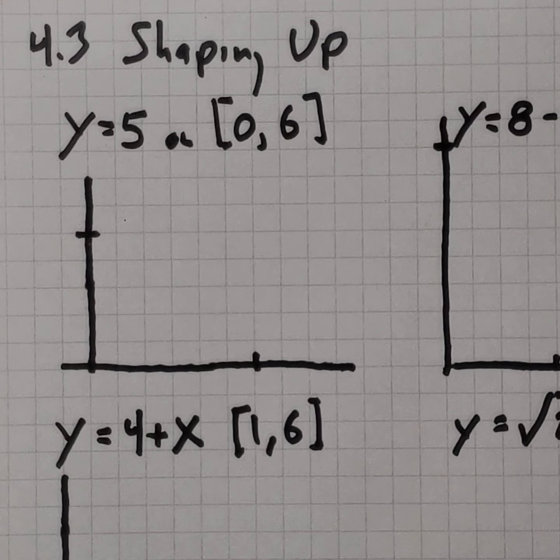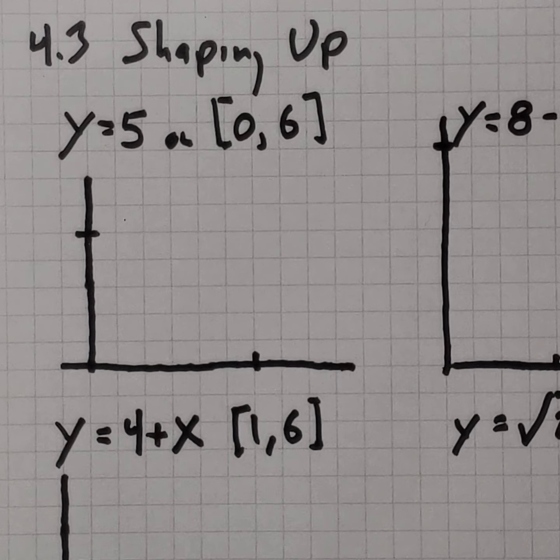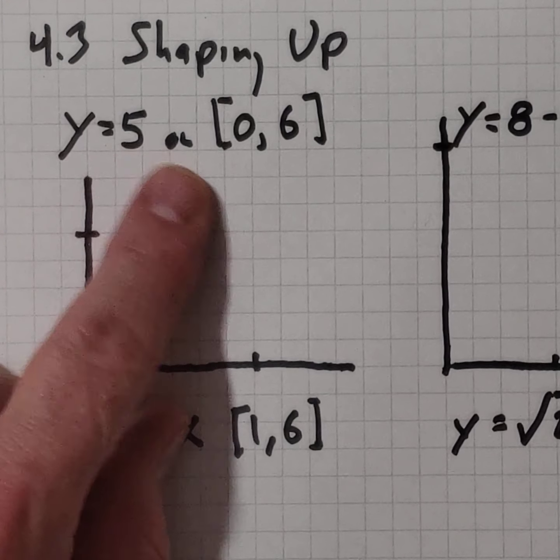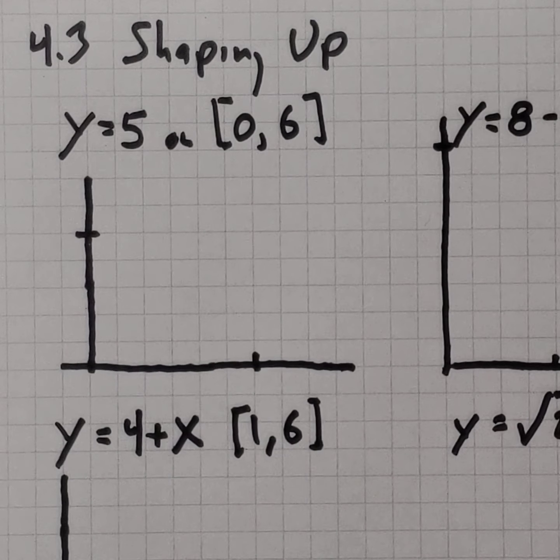Last time we looked at a couple examples finding area underneath a curve just by counting. I'm going to get a little more sophisticated this time, but not too terribly sophisticated. It's still going to be pretty easy to deal with these. Here, y equals 5 over the interval 0 to 6.